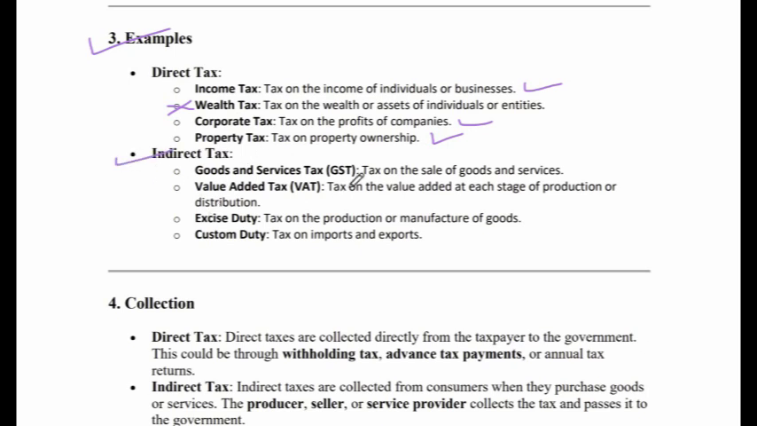Examples of indirect tax are GST, and VAT is still there, especially on alcohol products, on liquor. I believe that VAT is still applicable on liquors. Goods and Services Tax is applicable on the sale of all kinds of goods and services. Value added tax is added at each stage of production or distribution. This was earlier, after which GST has replaced VAT.